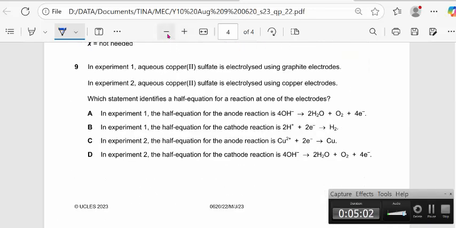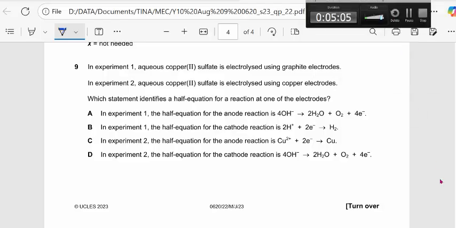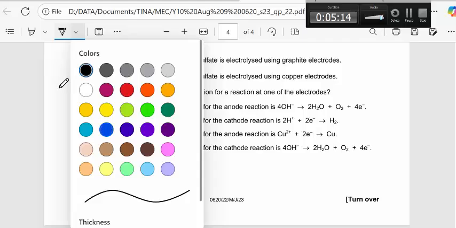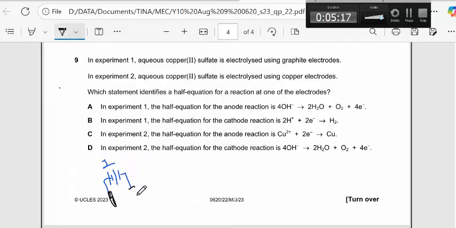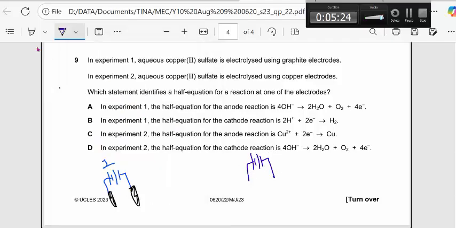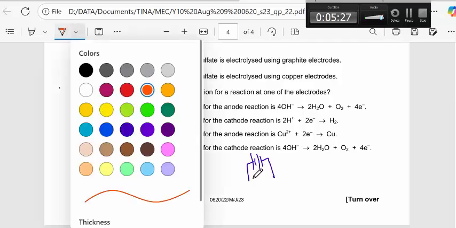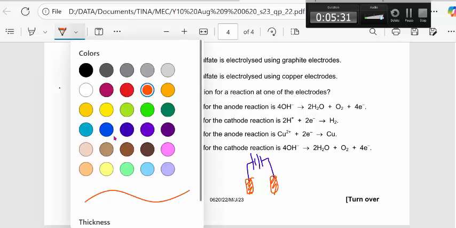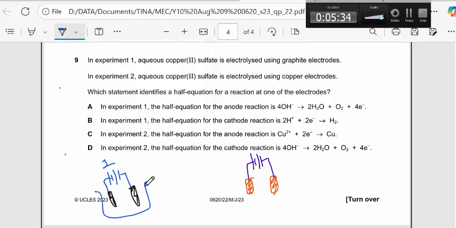This one you need to draw. Otherwise you won't understand it; just looking at it is not going to help. Experiment one, you do electrolysis using graphite. In experiment two, you do electrolysis, but you use copper. Both use copper sulfate.